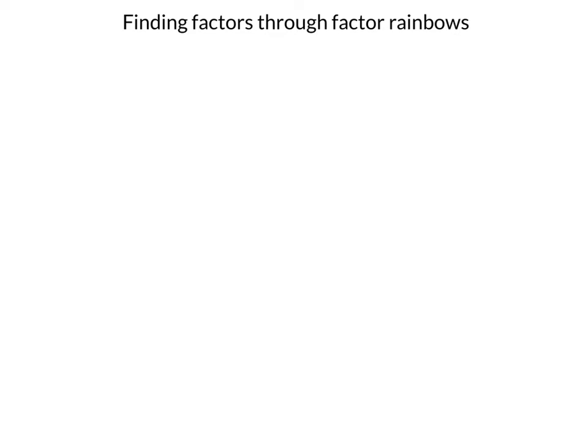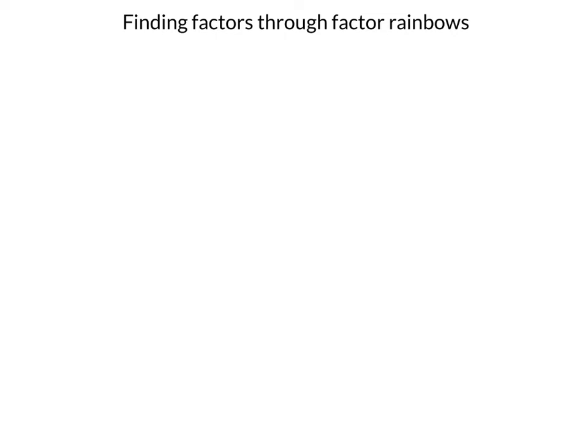We are now moving on to factor rainbows. If you found the last part a little bit confusing, I would suggest to go to your textbook, page 70 to 71, and do the example there, or just rewatch the last part where we're identifying factors through arrays. Right now, we're going to do another method of trying to find factors, and that is through factor rainbows.